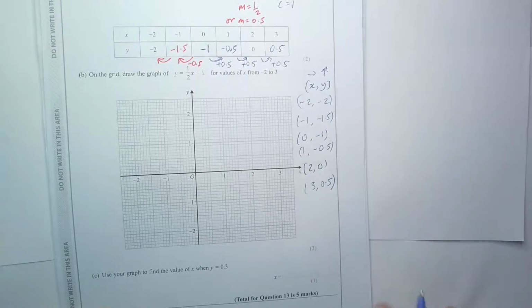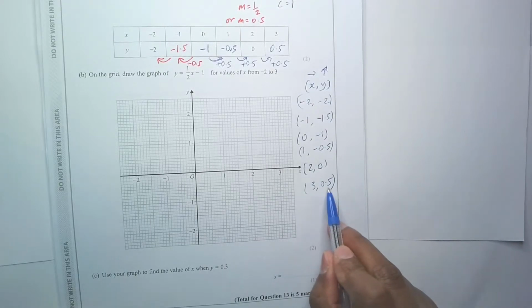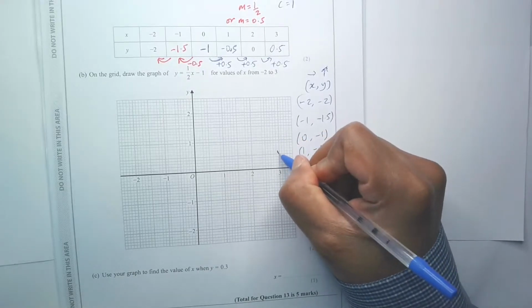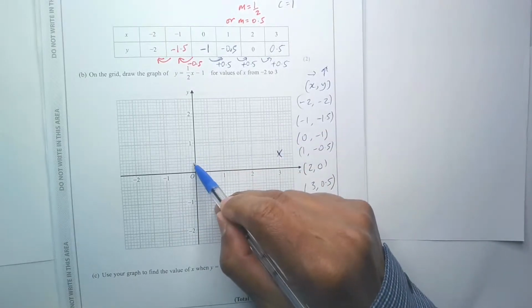And again, like last time, I'm going to do a shortcut. I'm going to do 3 points. So along the corridor 3, up the stairs 0.5, which is here. A whole 1 is there, whereas halfway is there.